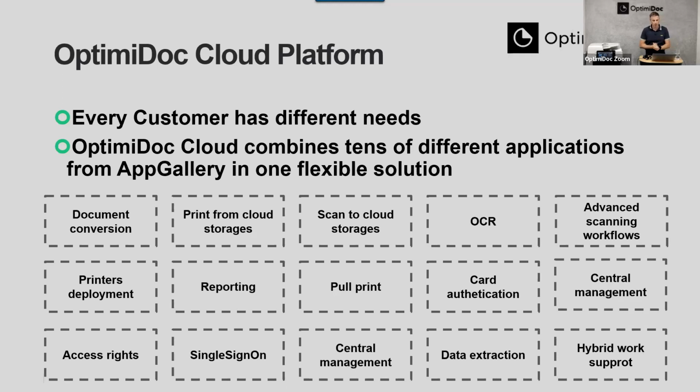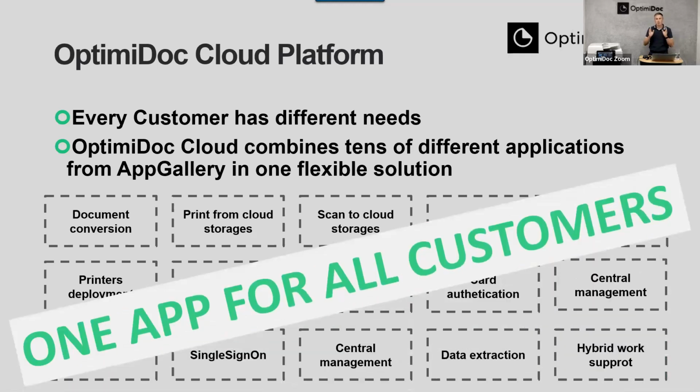As you can see, there are a lot of boxes, and it's not the complete functionality. But the main point is that the OptimiDoc Cloud is one platform which is available for all customers, and it depends on the customer whether he is going to utilize a particular functionality or not. So that's the main point, to have one product which fits the majority of customers.